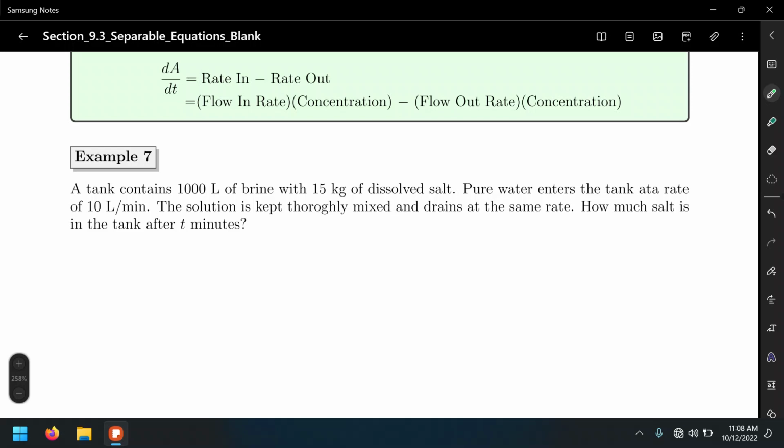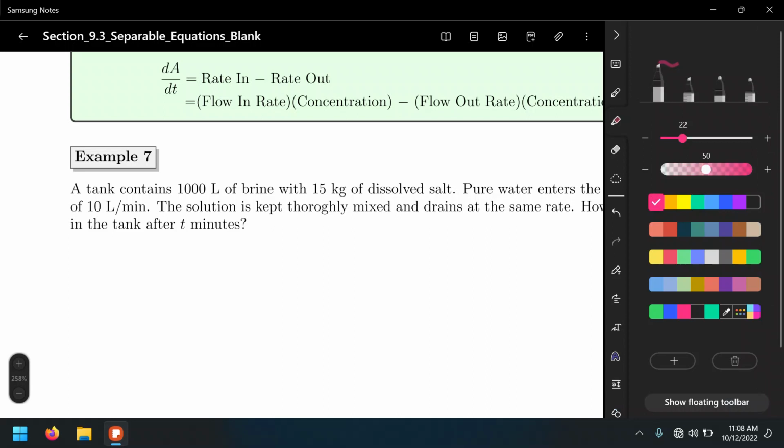All right. So I think an example would be better to see this in action. So what do we have? A tank that contains 1,000 liters of brine with 15 kilograms of dissolved salt. Pure water enters the tank at a rate of 10 liters per minute, and then the solution is kept thoroughly mixed and drains at the same rate. So number one, let's highlight some pieces of information here. A tank contains 15 kilograms initially. Okay, this is going to be important information, and it drains at the same rate that it comes in.